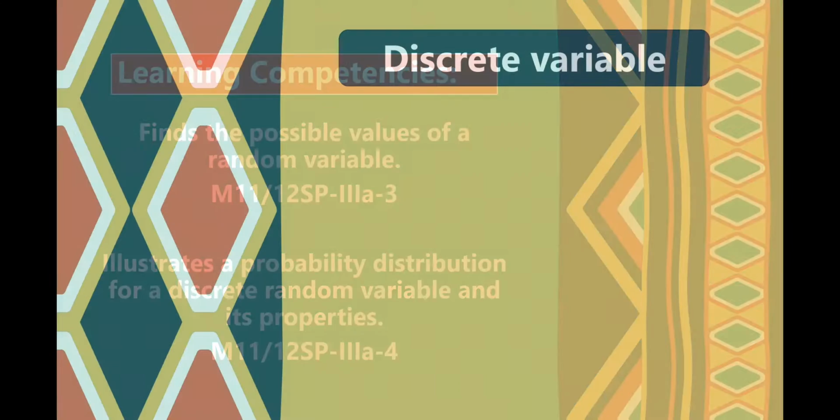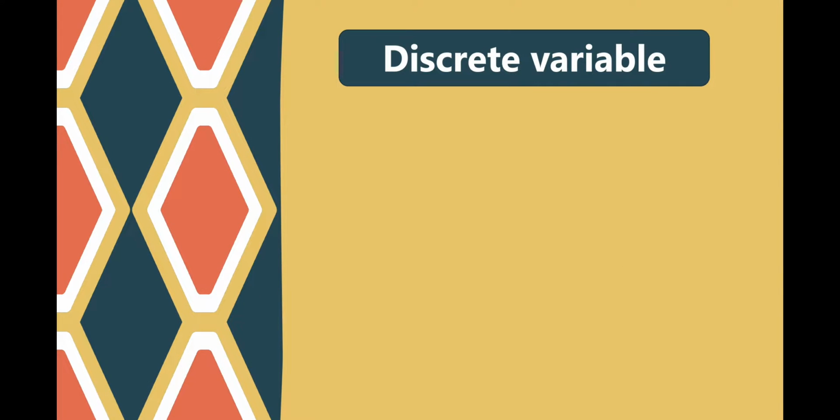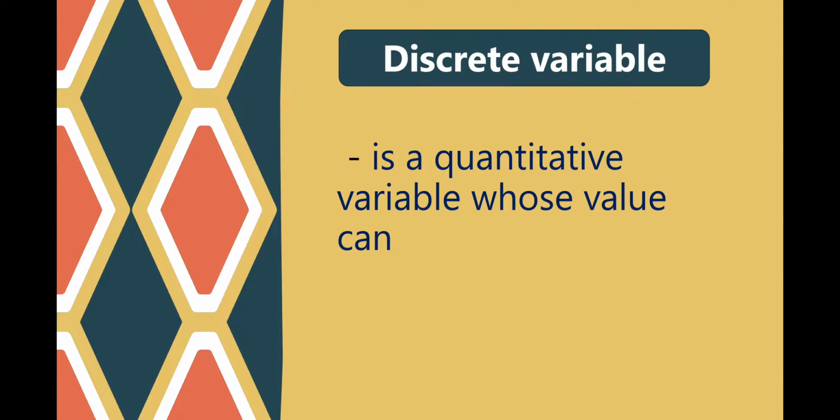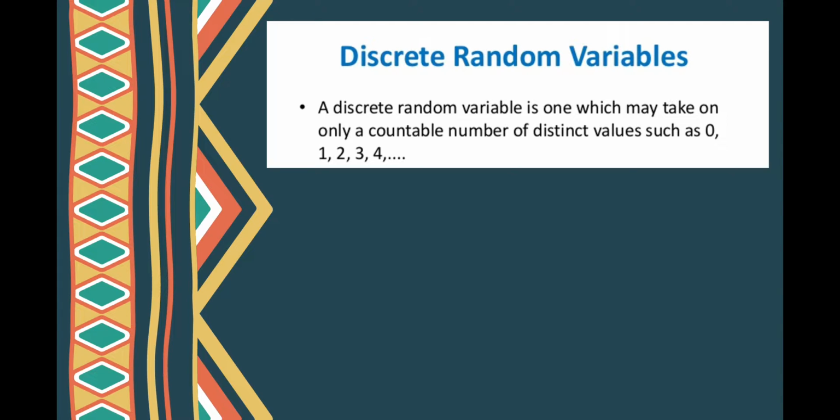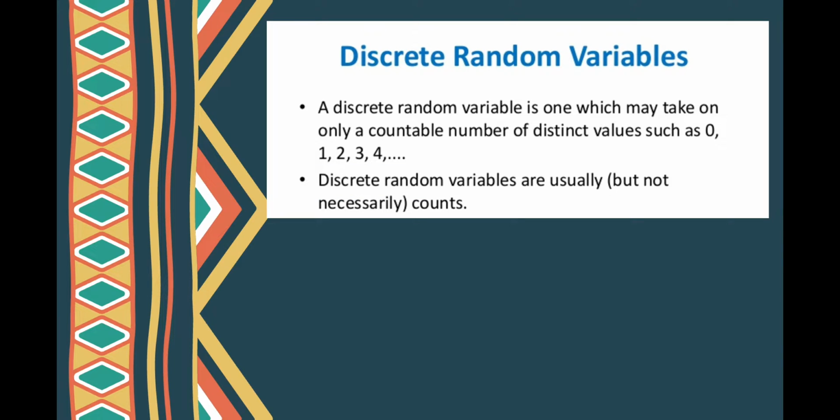properties. In our previous lesson, we learned that a discrete variable is a quantitative variable whose value can be attained through counting. And a discrete random variable is one which may take on only a countable number of distinct values such as 0, 1, 2, 3, and 4. Discrete random variables are usually, but not necessarily, counts.